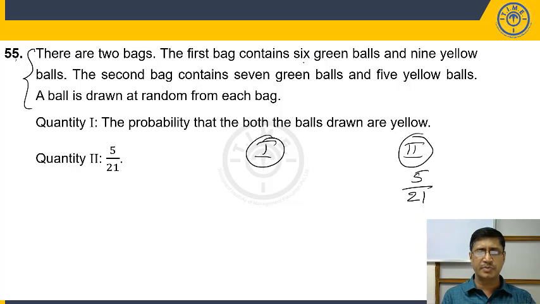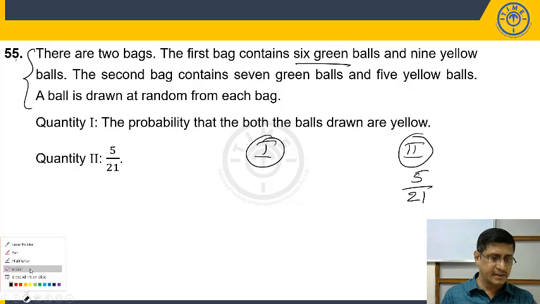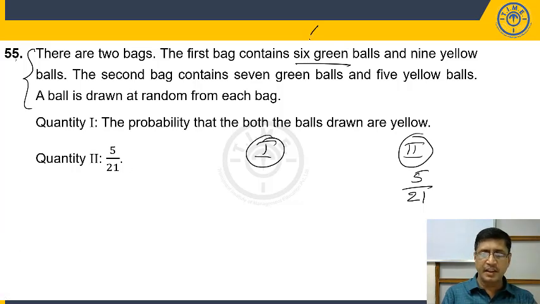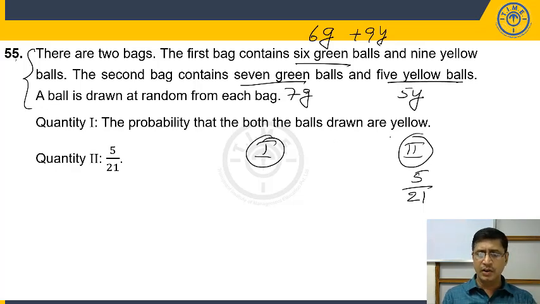Two bags are there. The first bag contains 6 green balls and 9 yellow balls. What about the second bag? The second bag contains 7 green balls and 5 yellow balls. Now, what is the question? Here it is asking, when the balls are picked, the probability that both the balls drawn are yellow.